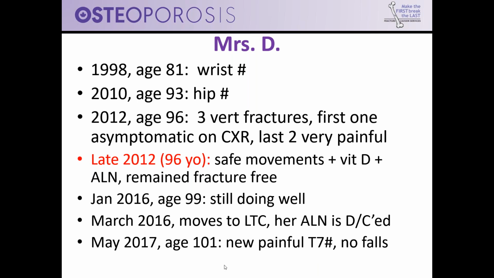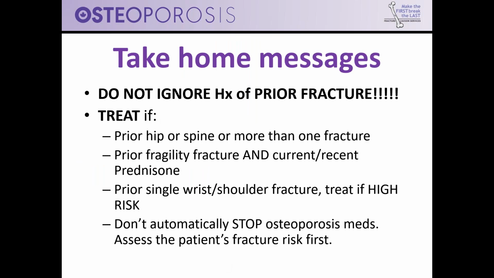There was no choice. But quite honestly, we failed this woman at several steps of the way, possibly because she was always felt to be too old to be started on treatment. I think this is a real shame. So the take-home message should be never to ignore a history of a prior fragility fracture, no matter how old the patient is. And if the patient has a life expectancy of a year, if there's a reasonable expectation that they might survive a year, then you should treat if that prior fracture was hip or spine, or if they'd had more than one fracture.